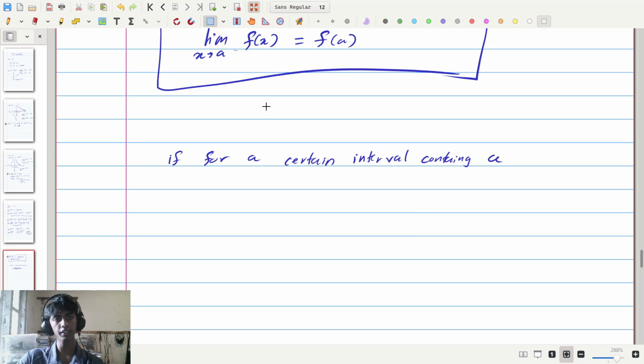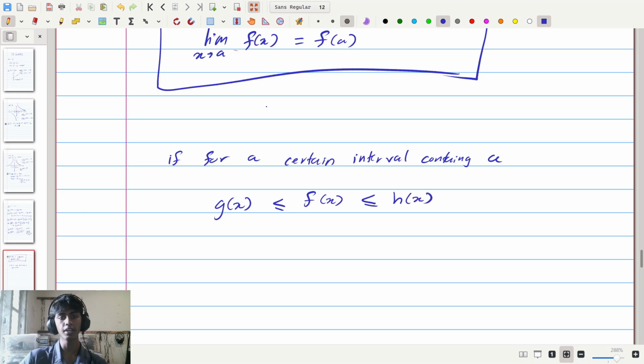If for a certain interval containing a, we have the condition that some function, let's call it g(x), is less than or equal to f(x), which is itself less than or equal to h(x), meaning that f(x) is somewhere in between g(x) and h(x) for all the x's within this interval that is also containing a, and we also have the condition that g(a) is equal to h(a) is equal to some limit, let's say L, some value L.